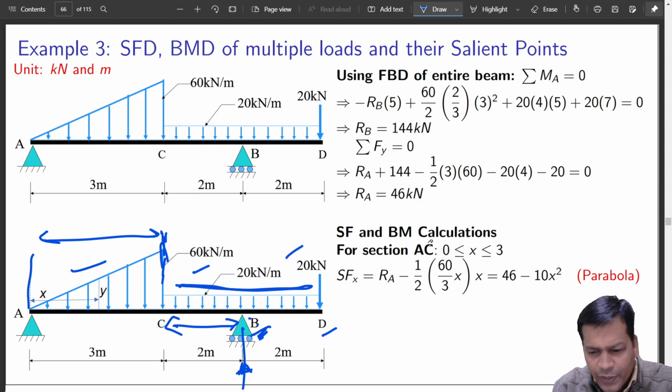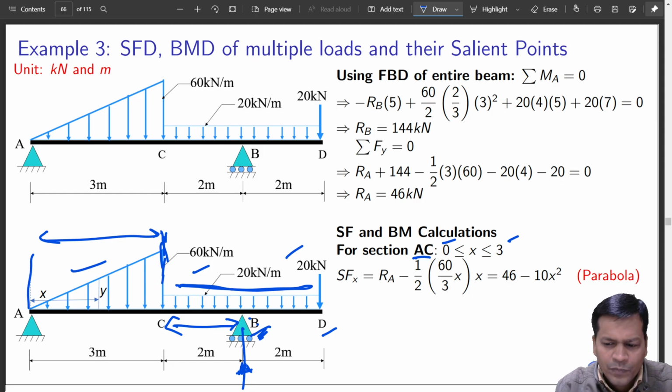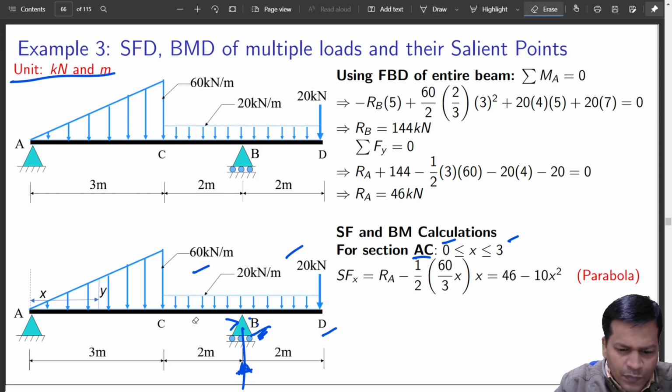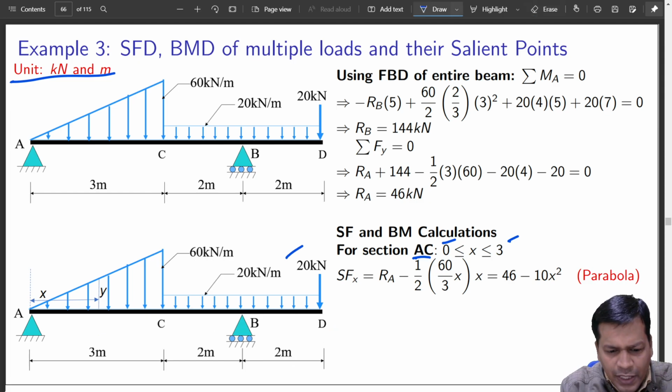Starting with the first section, that is AC, the distance goes from 0 to 3 meter. If it is distance, it is in meter, and if it is load, it is kilonewton. I have mentioned it here. Now I'll simply take any section at a distance x from A, between A and C.